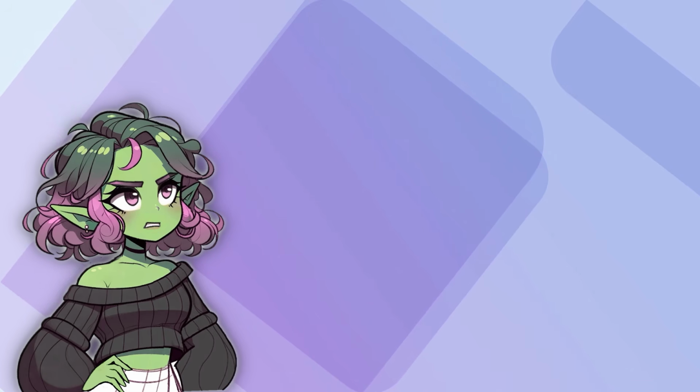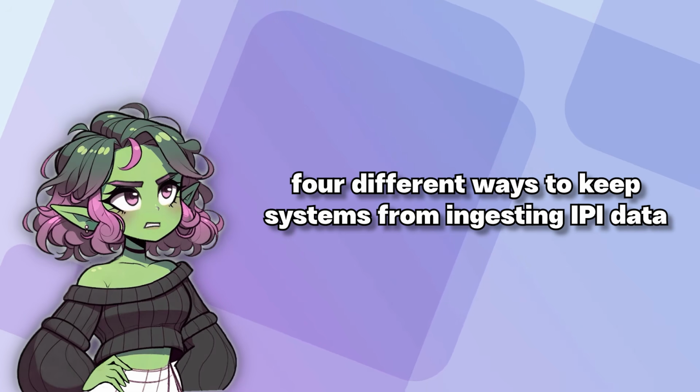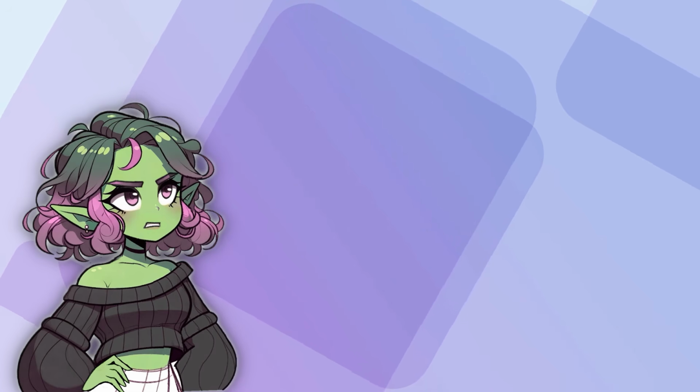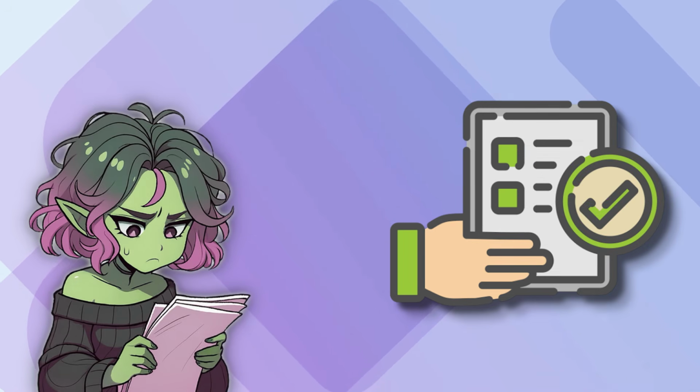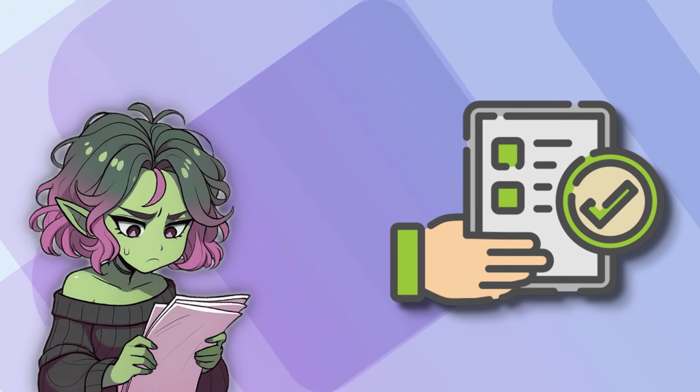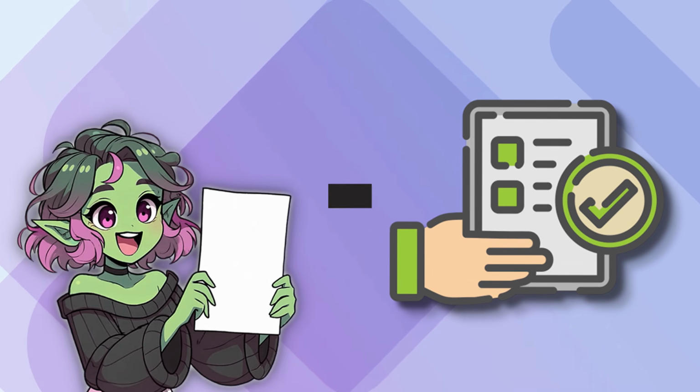Okay, getting on to the preventative part of things. The way I see it right now, there are 4 different ways to keep the system from ingesting IPI data, but it's not foolproof. It's never gonna be. Everything is gonna depend on how much control you have over your agent's payload. The more control you have, the more complex assurances you can layer on.